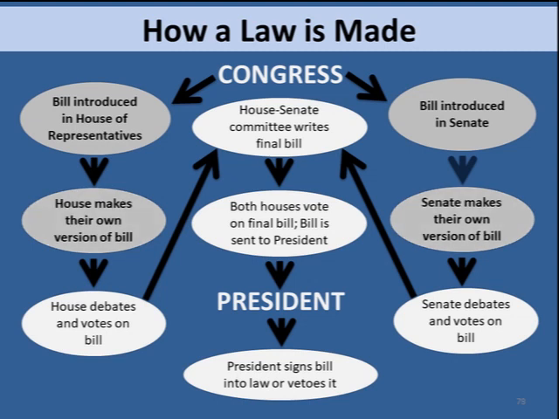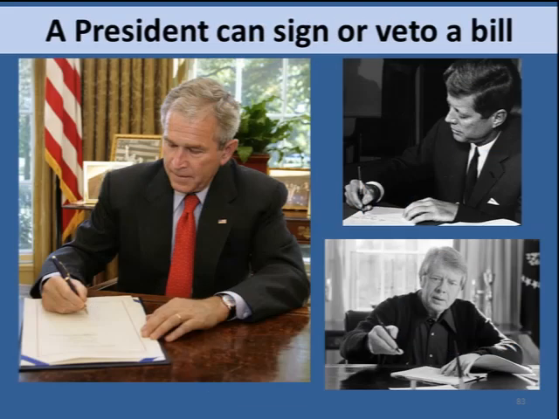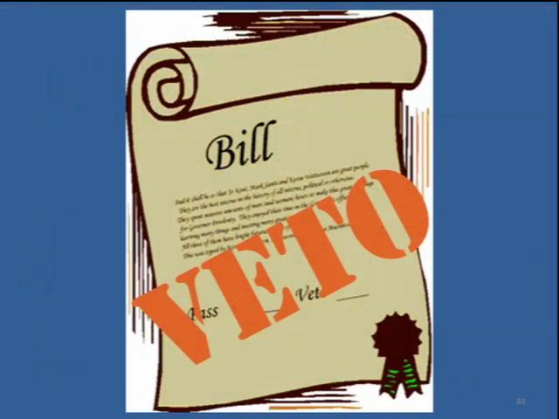The two houses of Congress then make their own version of the bill. Once each house has accepted its own version, Congress works together to make a final version. This final bill is then sent to the President to sign into law or to veto. A veto means the President has rejected the bill. If a bill is vetoed, the President must explain why and send the bill back to Congress.